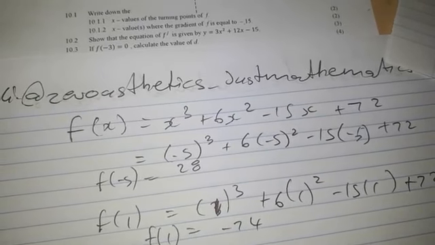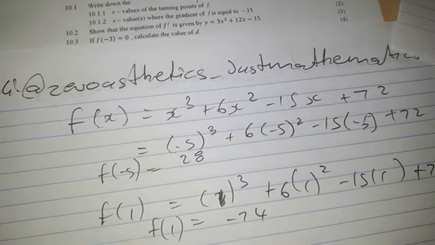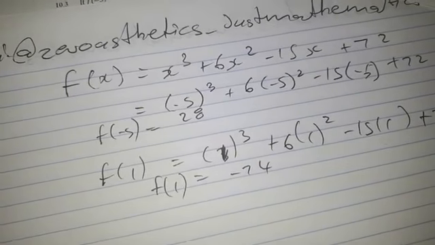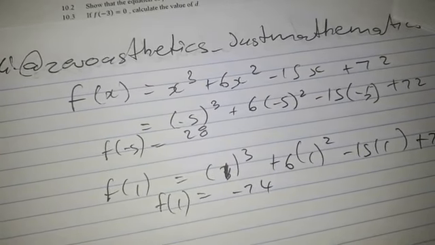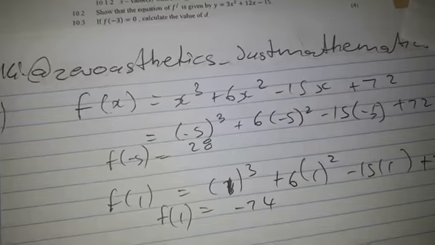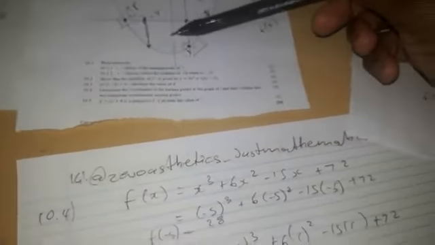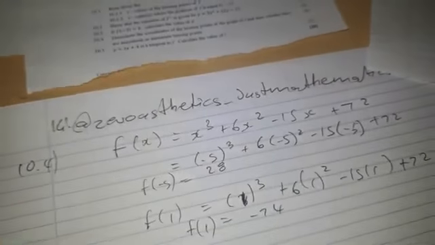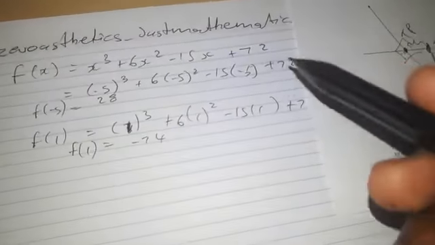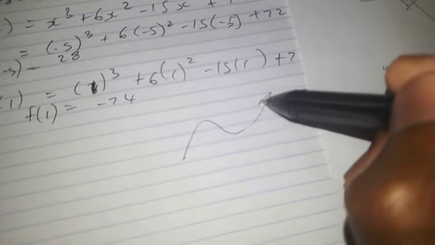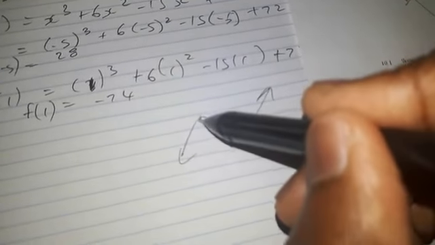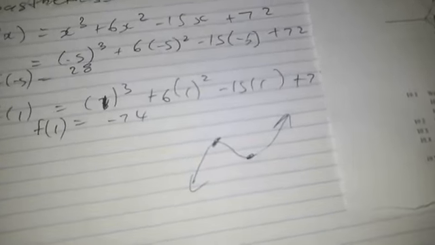Now for you to be able to determine which one is a maximum turning point and which one is a minimum turning point, the one thing you want to remember is, firstly, you see here how we have a smiling parabola as the equation of your first derivative. This smiling parabola means that we have a positive cubic graph. So we have a maximum turning point here and a minimum turning point there.